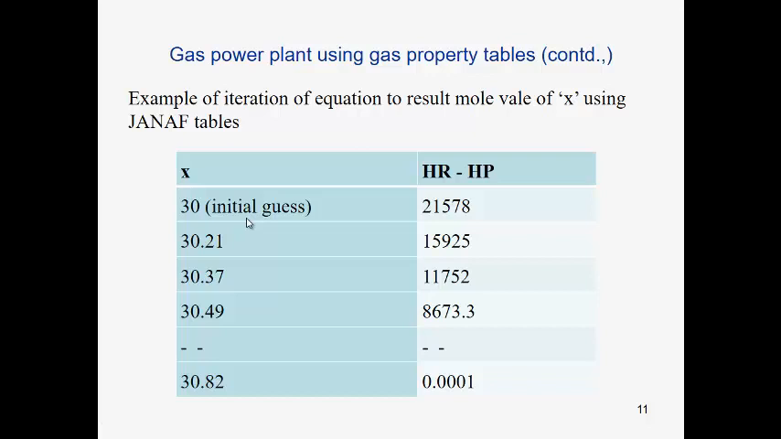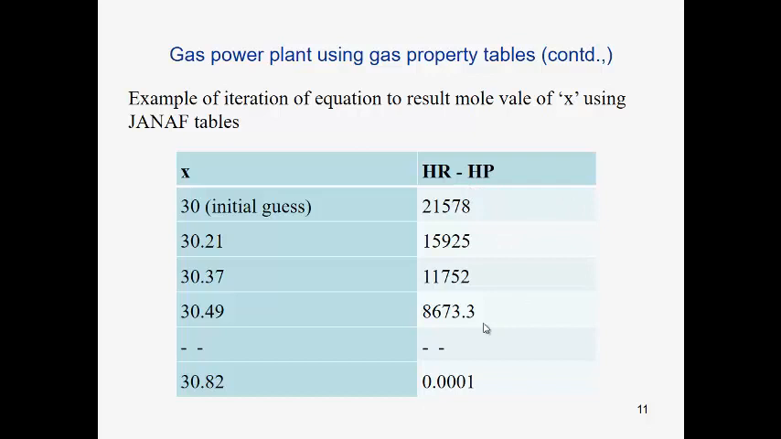Generally, the air-fuel ratio in natural gas is nearly 50 to 1. That is in terms of mass, and that can be converted approximately into kg moles. We assumed 30 as an initial guess. After substituting this 30 in the energy balance equation, that is, the enthalpy of reactants minus the enthalpy of products should be equal to 0, assuming there is no heat loss.